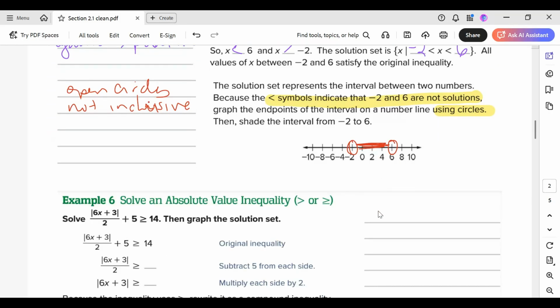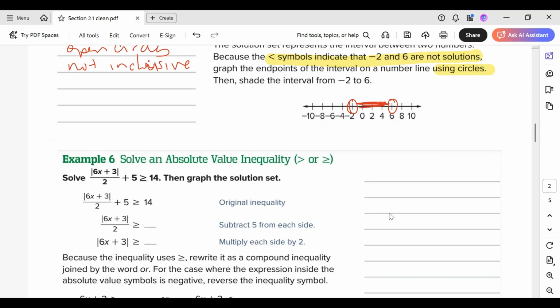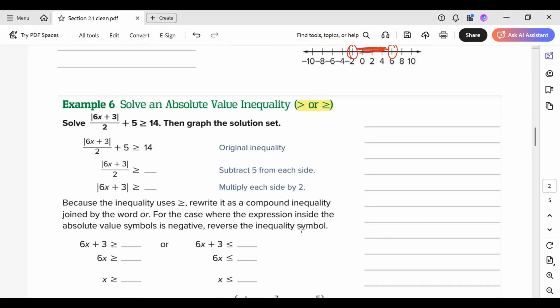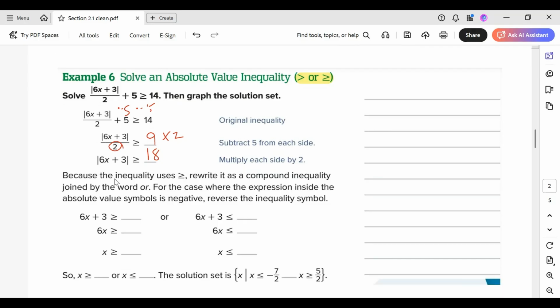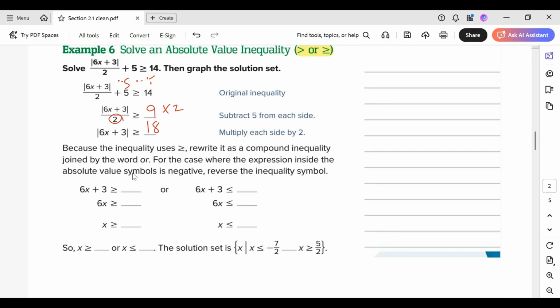In example 6, an absolute value inequality, this is now our or statement, one or the other. It says solve the absolute value of 6x plus 3, over 2, plus 5, greater than or equal to 14, then graph the solution set. So you start out with your original inequality. First thing we need to do is isolate our absolute value. So I'm subtracting 5 over, and I become a 9. And then I need to get rid of this denominator, which is a 2. So I'm going to multiply by 2, and I become 18. So now we have the absolute value of 6x plus 3 greater than or equal to 18.